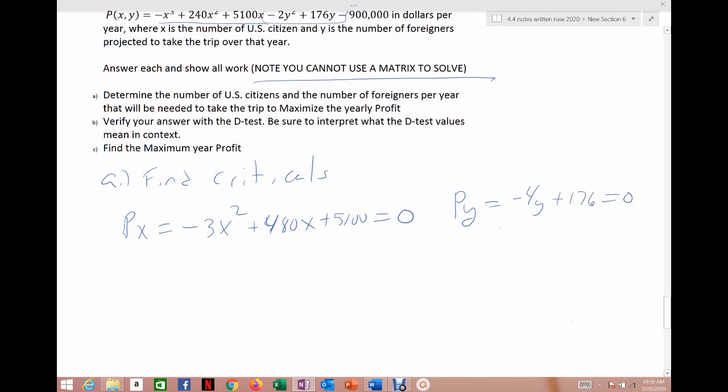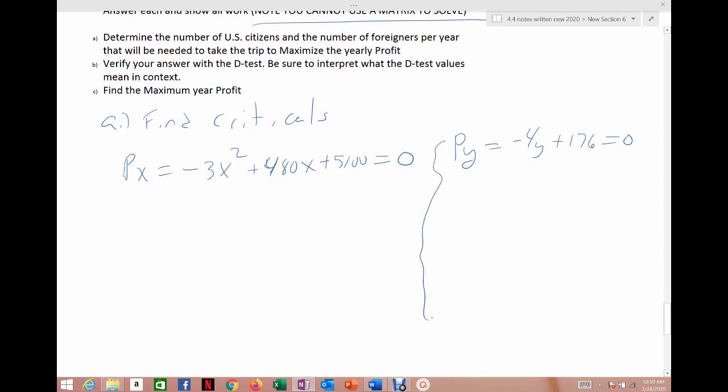And so this is going to be just solve them each individually, right? Solve the x for the x value, solve the y for the y value. I'm going to start with the y term since it's the easier case. Solve for my y, well, I'm going to move my 4y to the other side. And so I get 176 equals 4y, divide by my 4. Alright, so y equals 44.